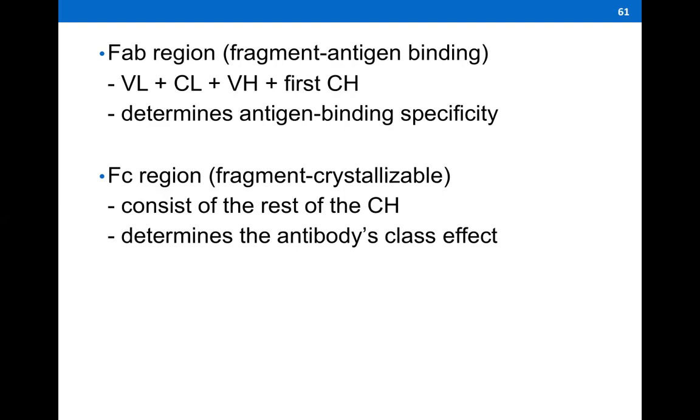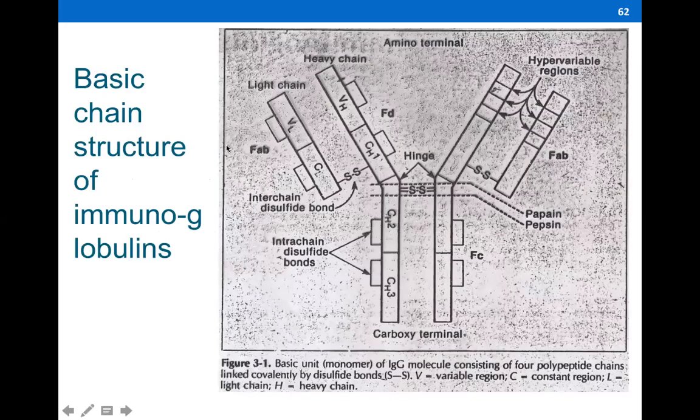In the Fab region here, this includes the VL. This is the light chain class. We have the variable and constant. And this is the heavy chain. We have the variable, constant, and three constant heavy, usually CH1, 2, and 3. Now, the Fab region, this is the fragment antigen binding site. Now, this determines the antigen binding specificity. And this includes your VL, your CL, your VH, and the first CH1.